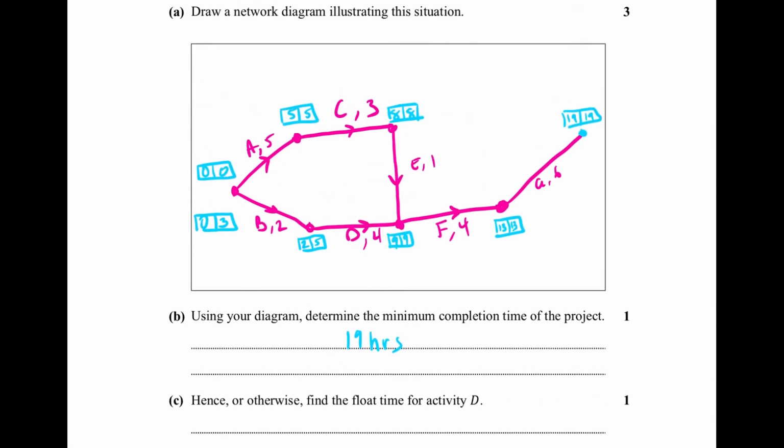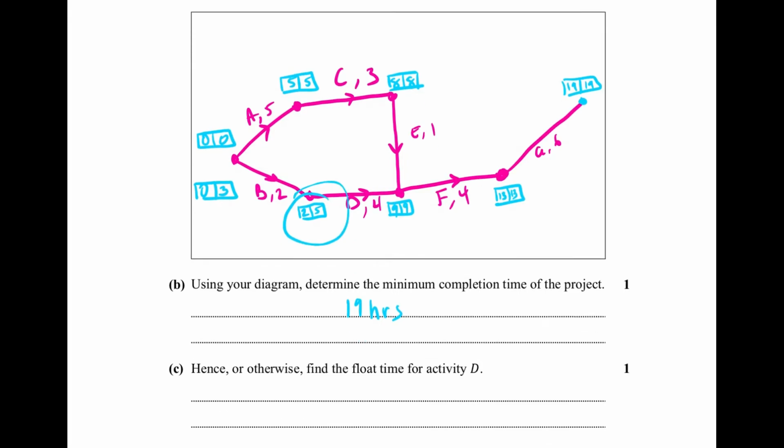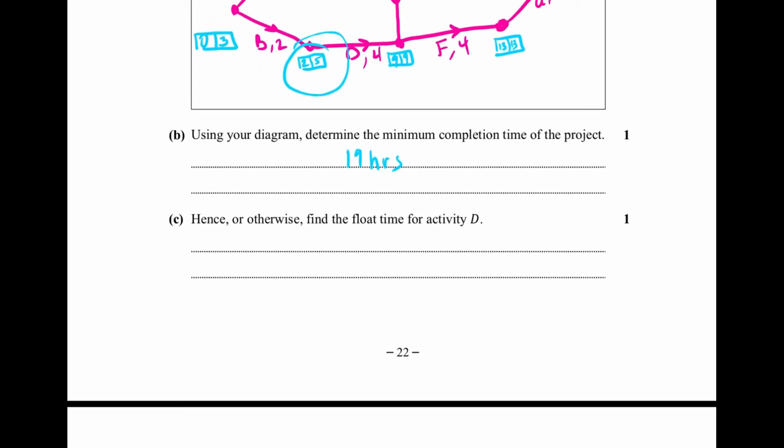So let's go to activity D. And it is that one here. So your float time is 5 minus 2, which is 3 hours.